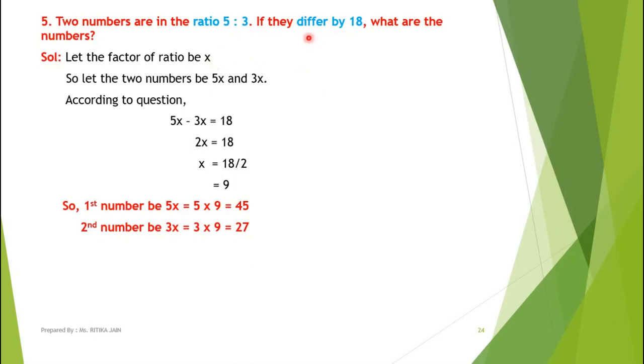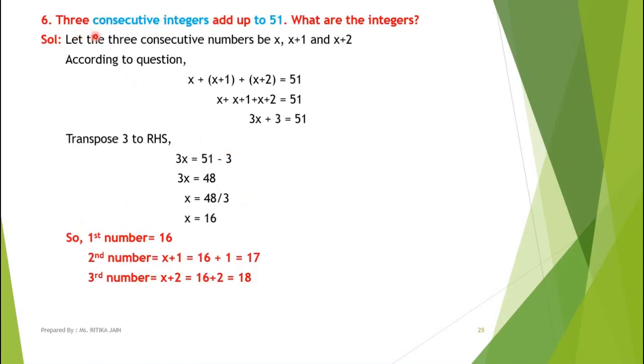Okay, as per the question the numbers differ by 18, so put the values. 5x minus 3x equals 18. On solving you will get x equals 18 by 2, that is 9. Now this 9 is the value of the factor, not your desired numbers. So to calculate the desired numbers, 9 has to be multiplied by 5 and 3. Okay, so when you multiply, your first number will be 45 and the second number 3x equals 3 into 9 equals 27.